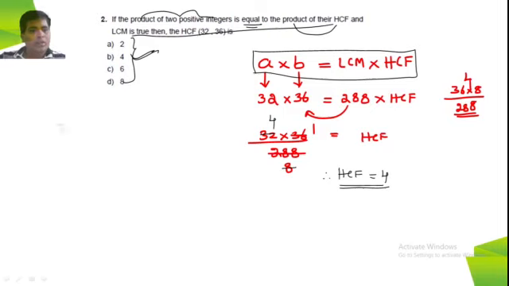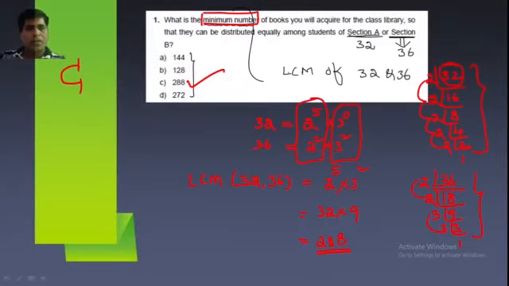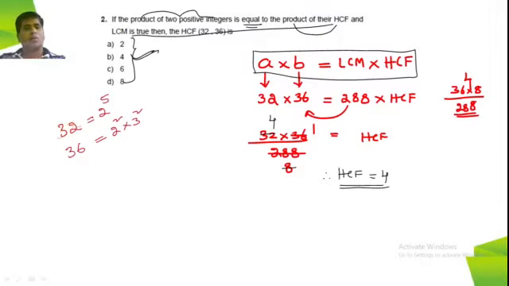I am taking this one, 32. Just now we expressed 32 as 2 to the power of 5, and 36 we expressed as 2 to the power of 2 into 3 to the power of 2. Going back to check: 32 we wrote as 2 power 5 and 3 power 0. 36 we wrote as 2 power 2 and 3 square. Same thing I wrote here.